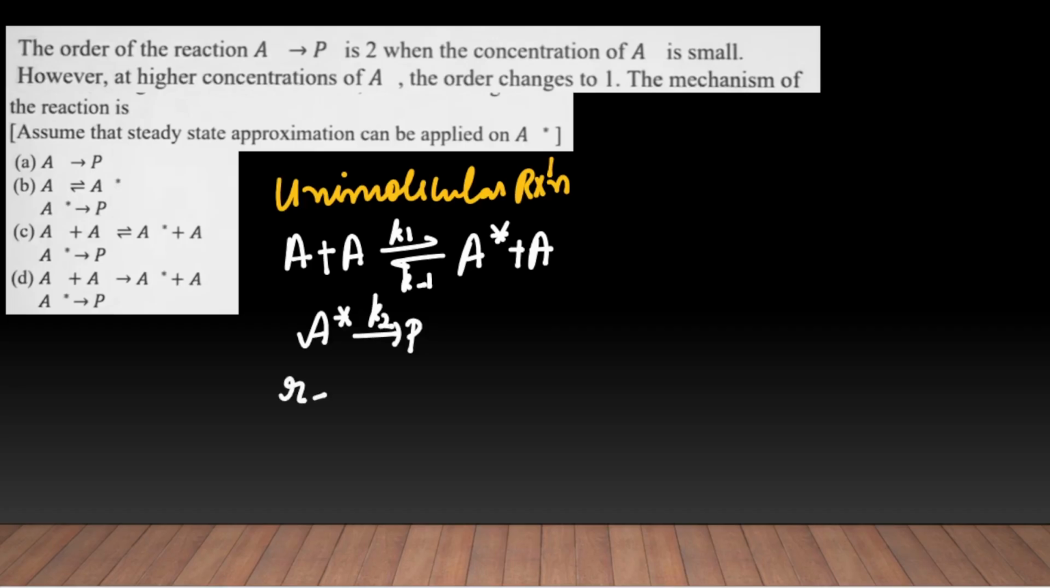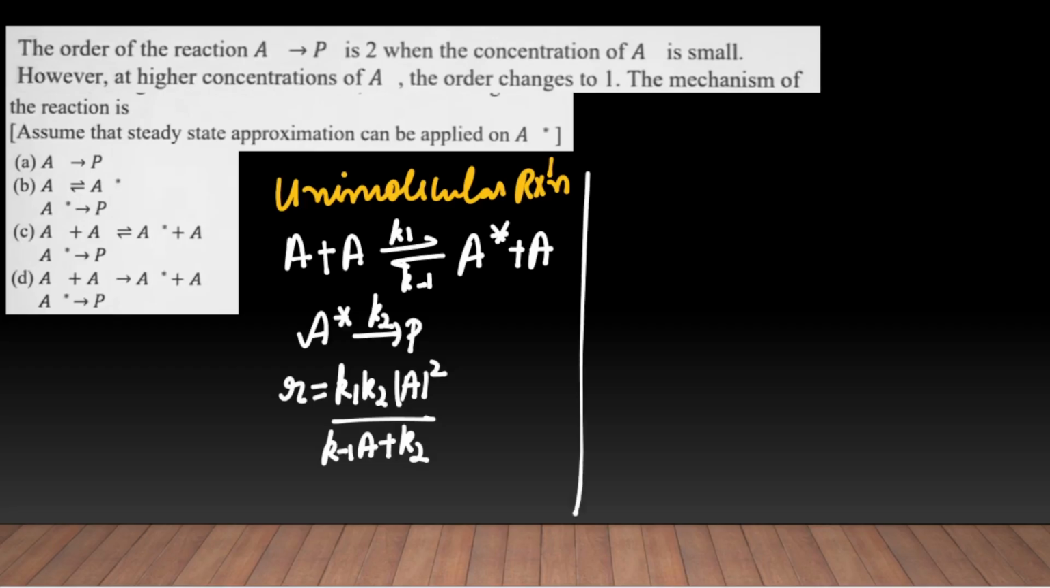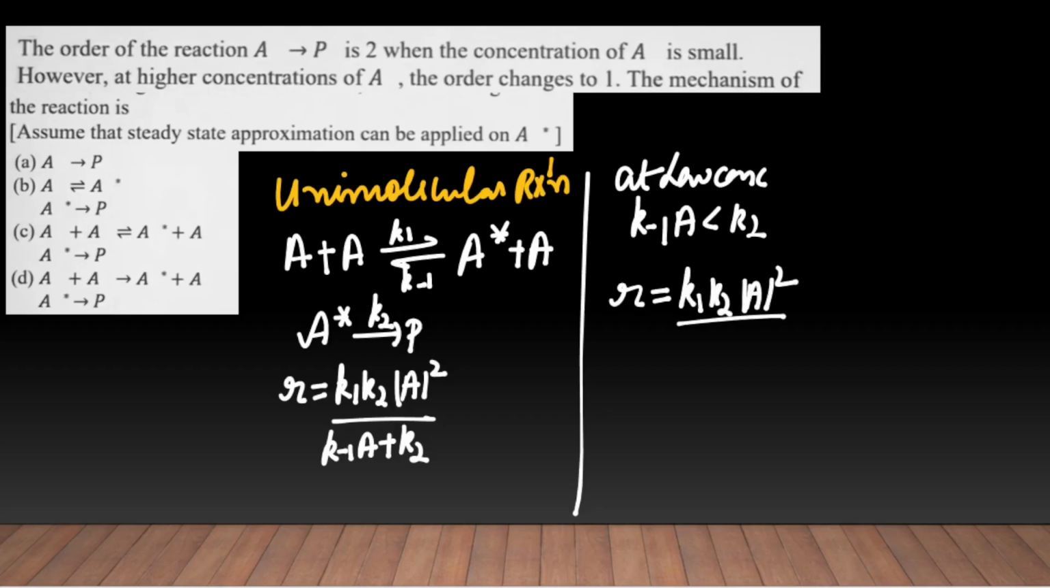The rate expression for this that I have is K1 into K2 into A square upon K inverse of A plus K2. This we already did in the theory part, right? So if I take this at the low concentration, which means K inverse of A is less than K2, in this case the rate expression will become K1 into K2 into A square upon the K2 value. So this K2 gets cancelled out, and the rate will be K1 times A square, right? This is what you are getting.